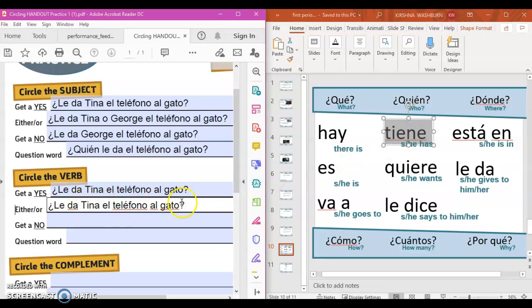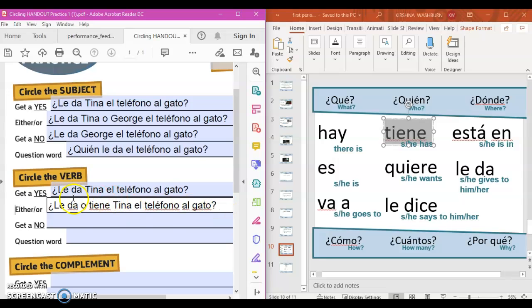Le da Tina el teléfono al gato, gives Tina the phone to the cat. Then we can say, we can do gives or tiene Tina el teléfono al gato. So in English, if we translate this, this doesn't make any sense. Gives or has Tina the phone to the cat.